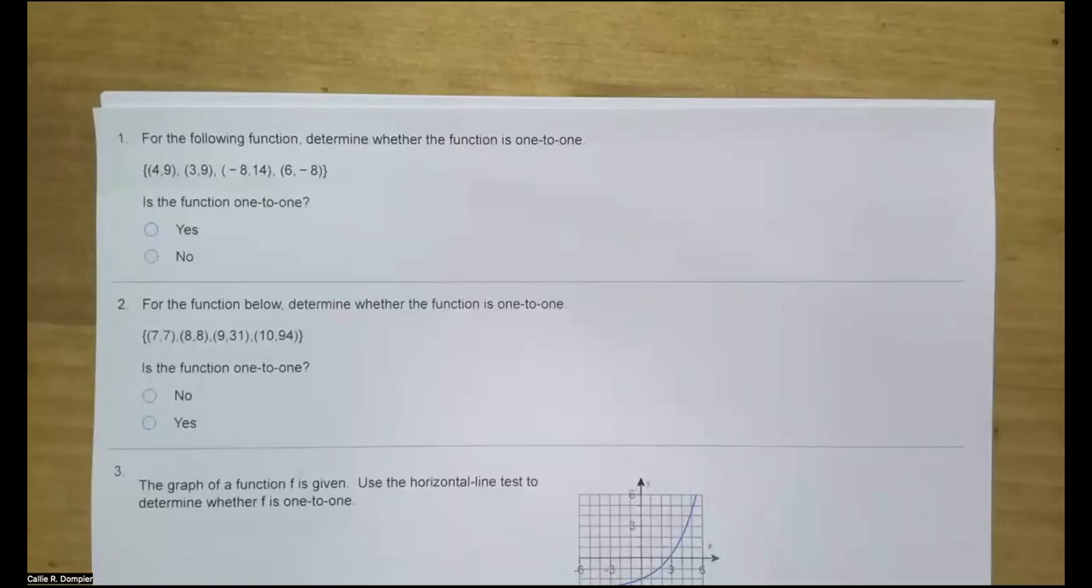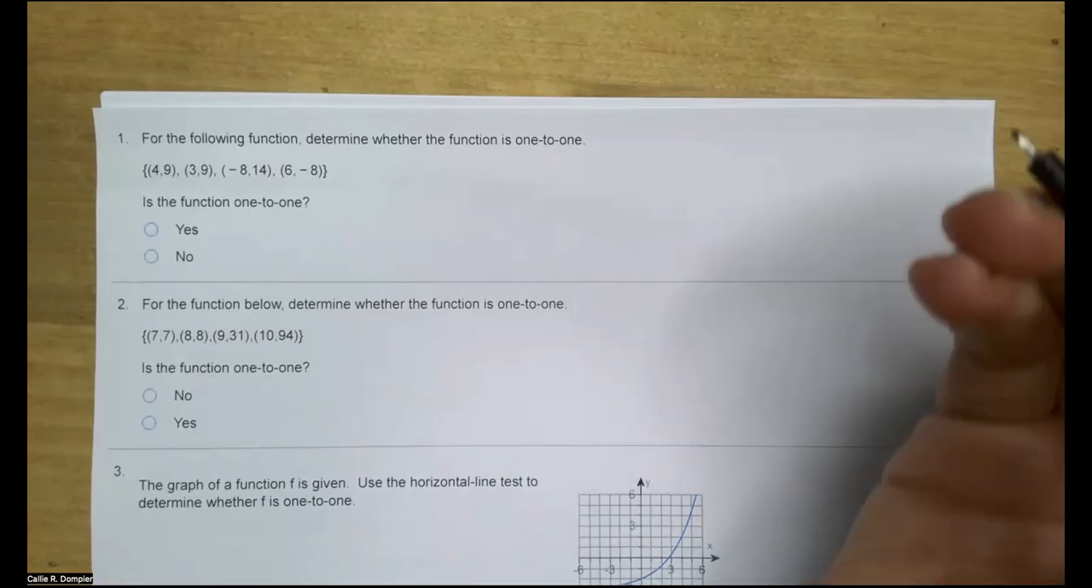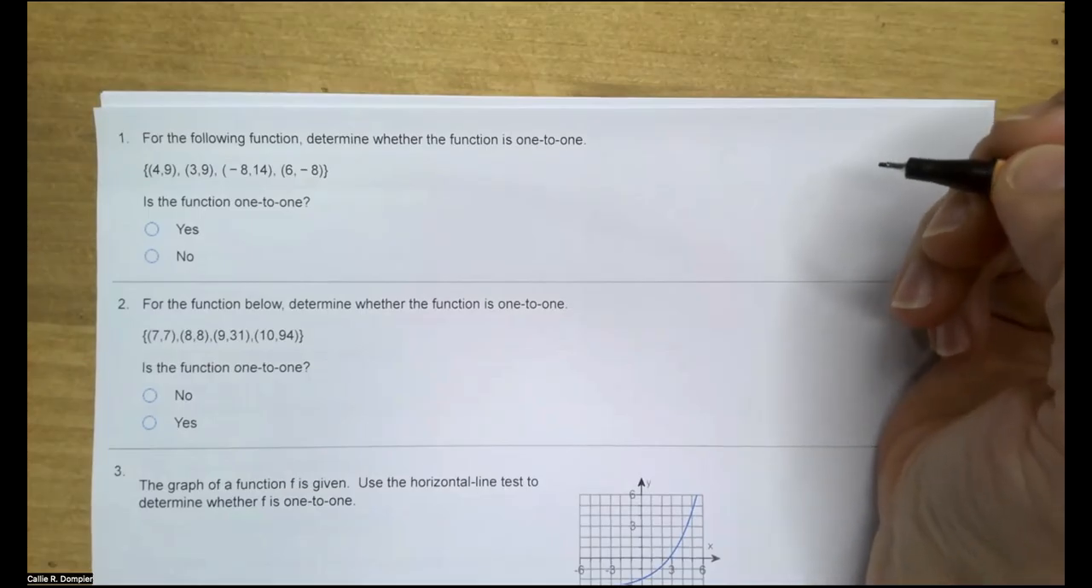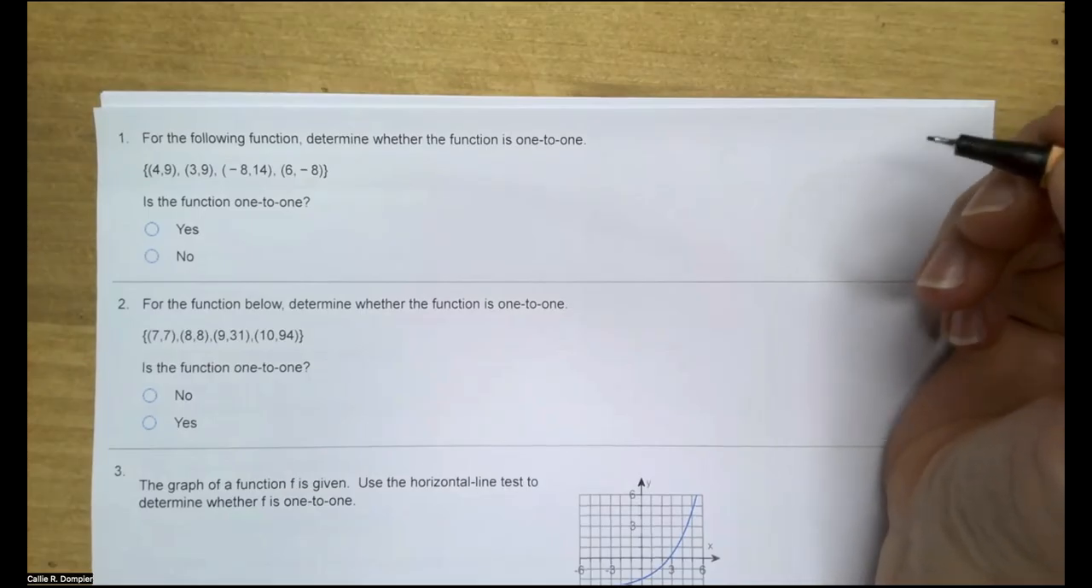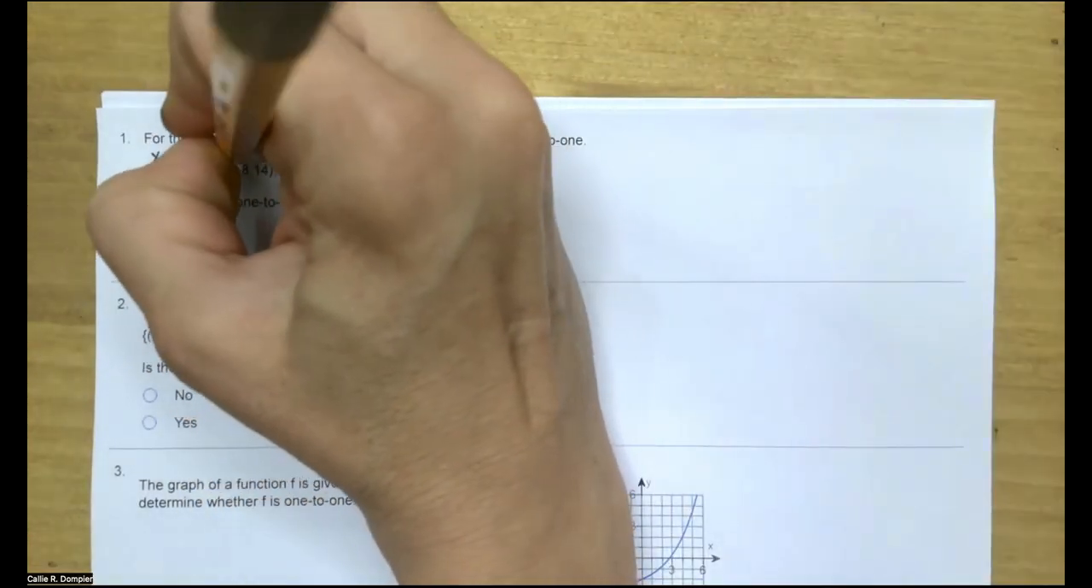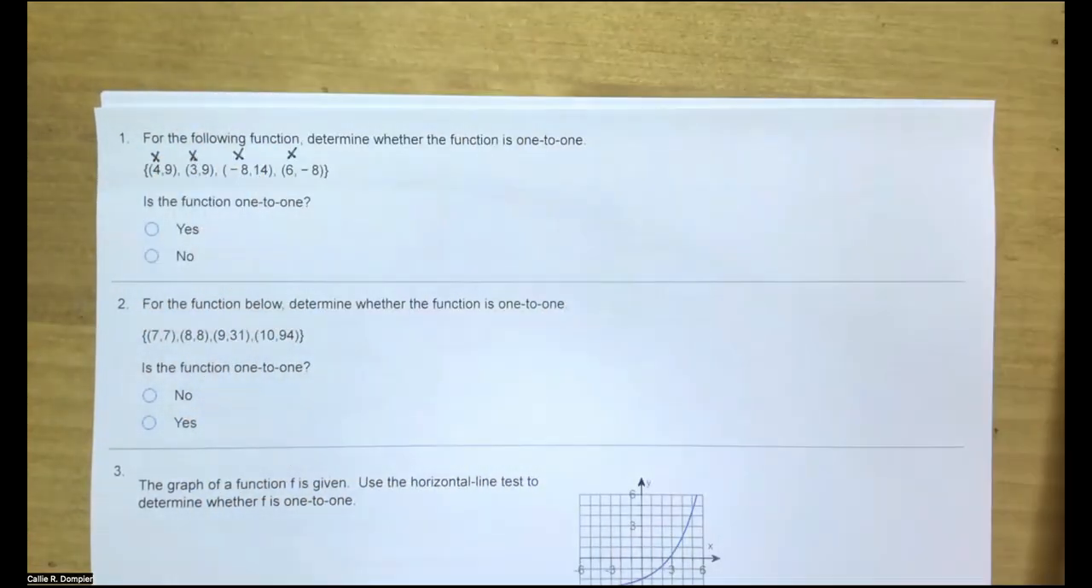Hey guys, this is the study guide for exam 4. The first question is asking, for the following function, determine whether it is a one-to-one function. So remember, for a function to be one-to-one, every unique input needs a unique output. And the input is always the x, and the output is the y.